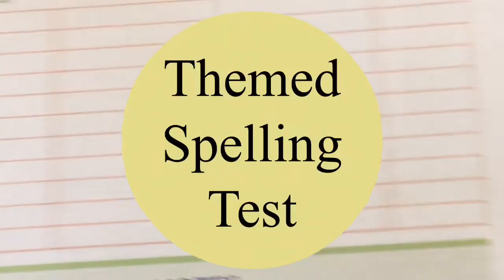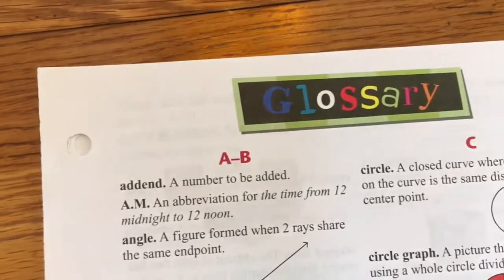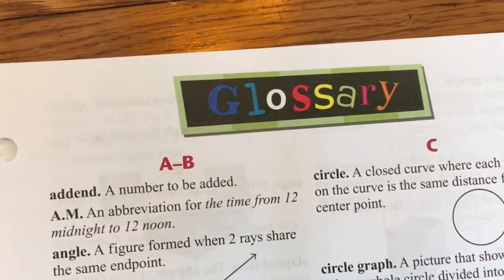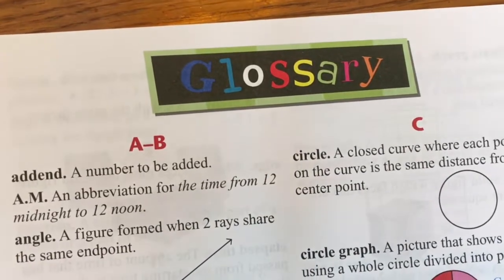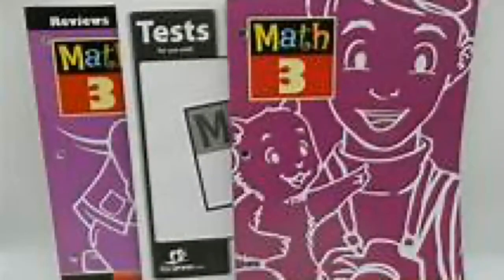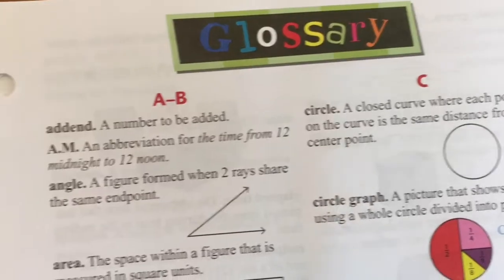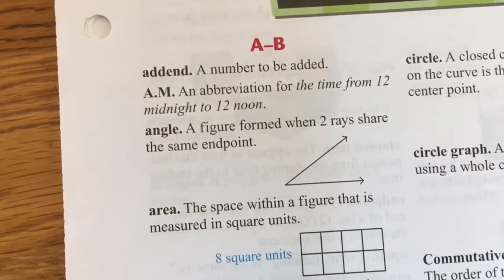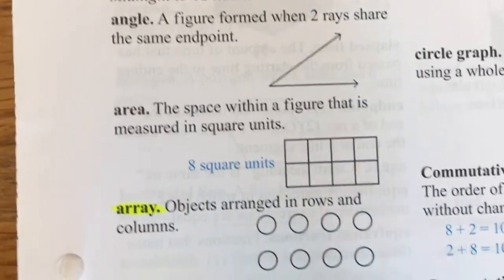And the way I create the spelling test is I try to think of a theme to incorporate learning with the spelling. And for the first spelling test, I took the glossary of terms. I used those from 3rd grade math, so we can incorporate reviewing math. And in this glossary, we picked out some words.